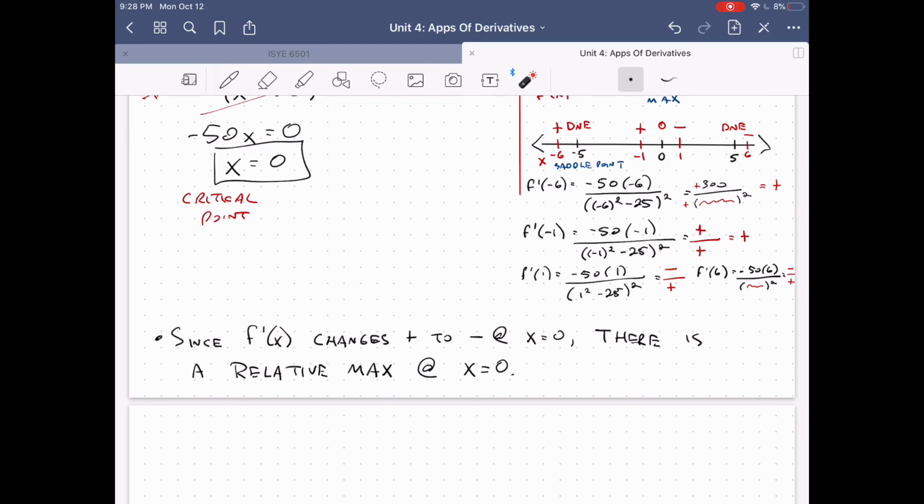So finally, let's just bring it all together. Since f prime of x changes from positive to negative at x equals 0, that means that there is a relative max at x equals 0.